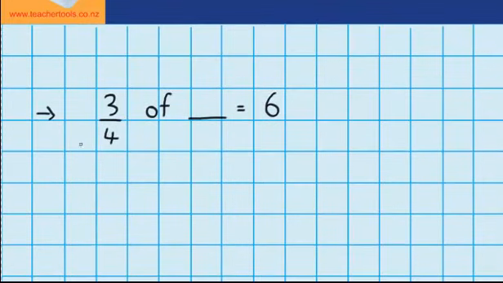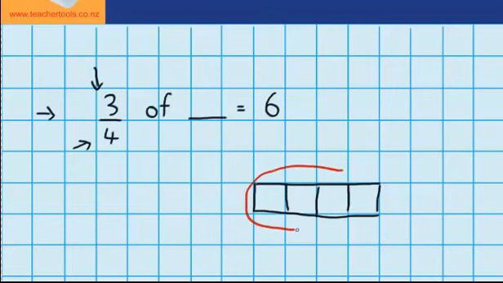So the denominator tells me that there are 4 pieces of cake. So I can draw that down here, and the easiest way to do that is to draw a rectangle and split it into 4 pieces. Now the numerator tells me I'm interested in 3 pieces, so I can draw a circle around those 3 pieces. Remember, these 3 pieces are the only pieces that I can see. This quarter over here is missing. Presumably someone's eaten it.